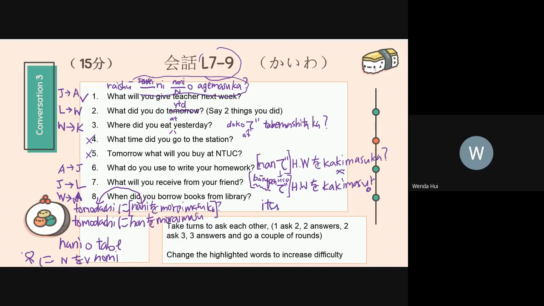Toshokan kara hon o. Okay, very good. Borrow is karimashita. Correct, karimashita. Okay, everyone just tell me one answer, any order. Or you want to tap out also? Kali also taps out on this one. Senshu mokuyobi. Very good. Okay, senshu mokuyobi. Last Thursday.